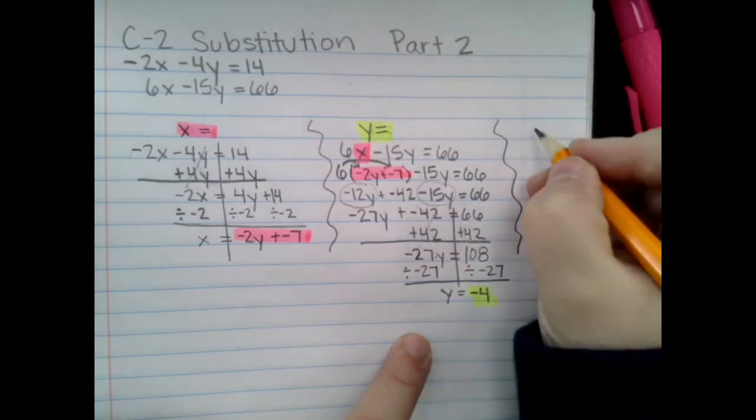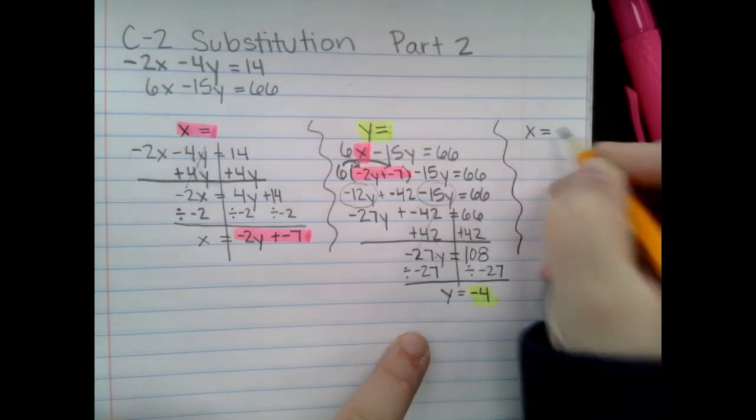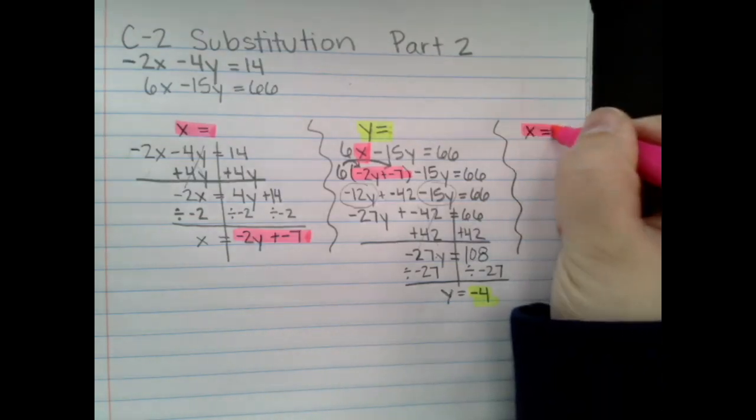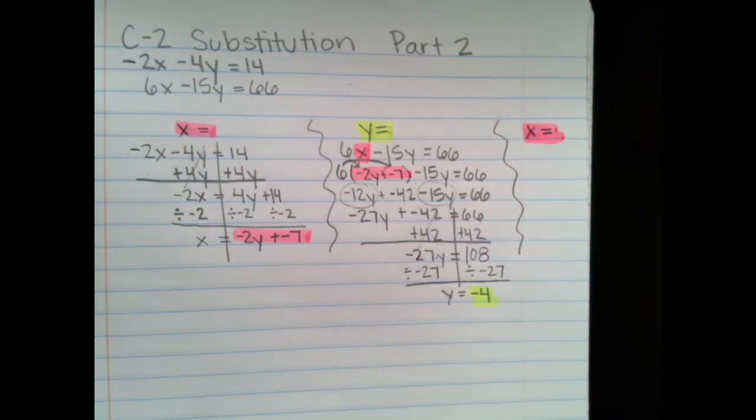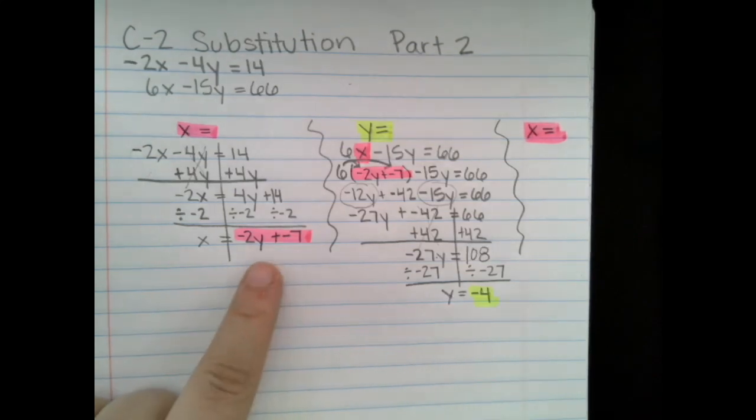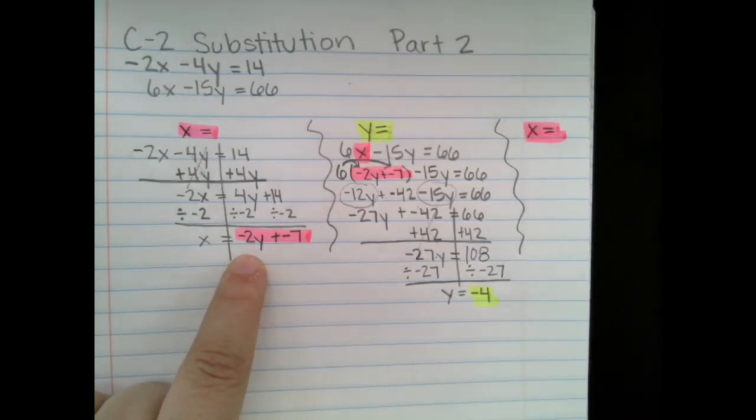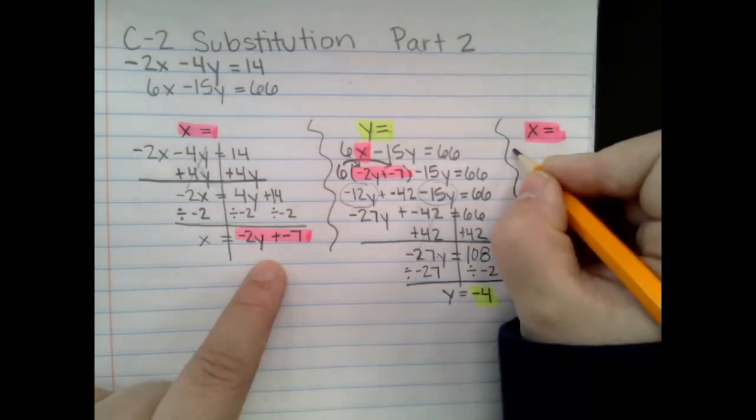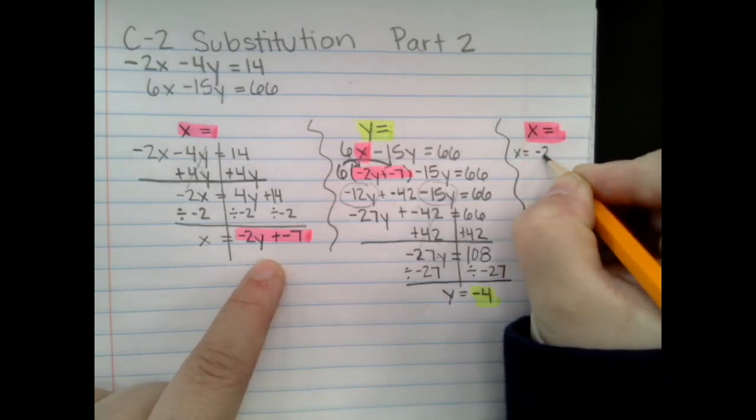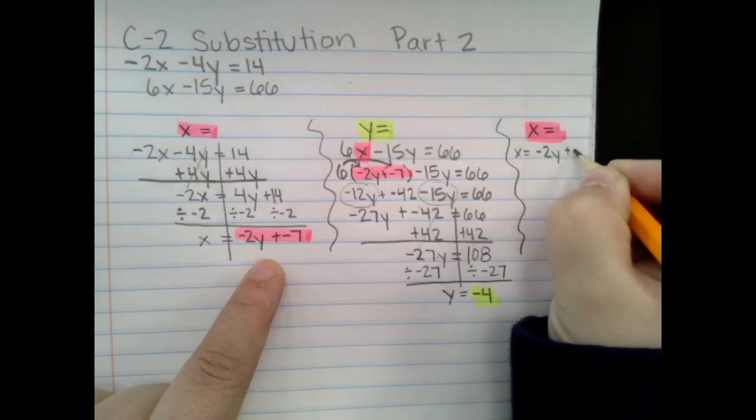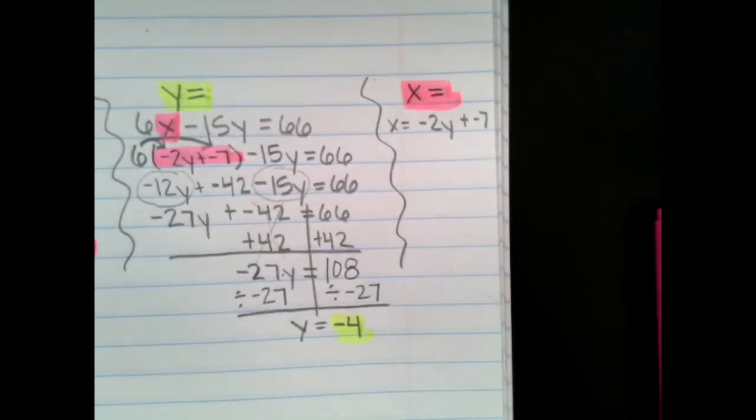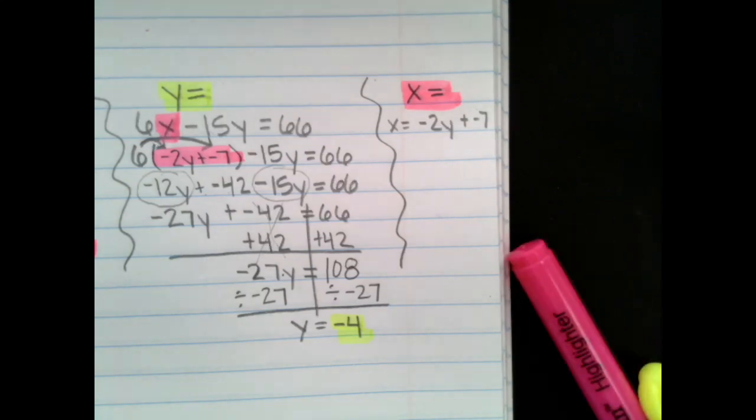Okay, now I need to figure out what x is equal to. So I'm going to go back to what I had x equal to already. I said x was equal to negative 2y plus negative 7. So I'm going to say x equals, I'm going to just write that again, negative 2y plus negative 7. Running a little out of space. I'm going to zoom in there.